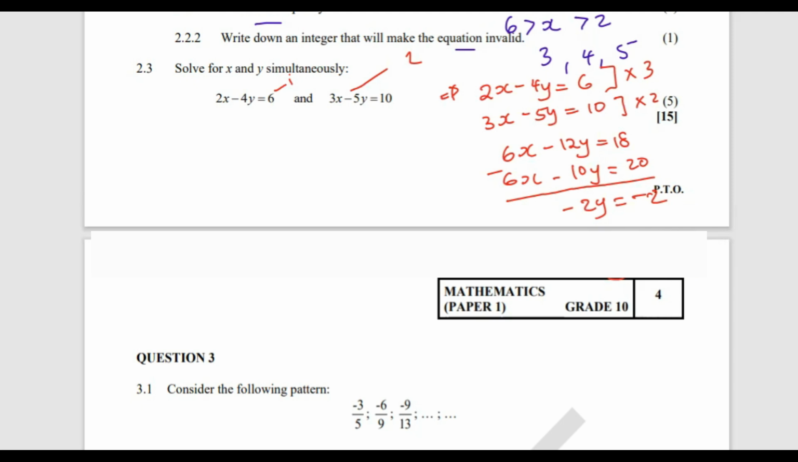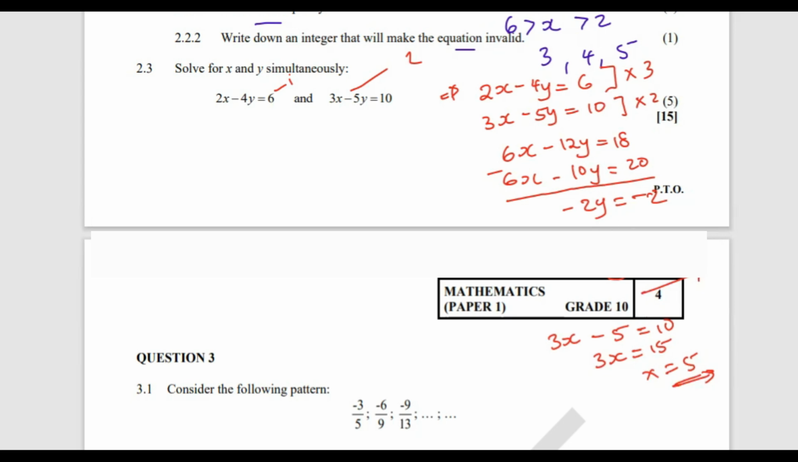Then get this 1 for y and replace it in either equation 1 or equation 2. If I use equation 2, I'll have 3x minus 5 is equal to 10. Then I move the 5 to that side, and it becomes 15. 3x is 15, divide both sides by 3, which means x is 5. So that is how I would have obtained that for 5 marks using elimination.